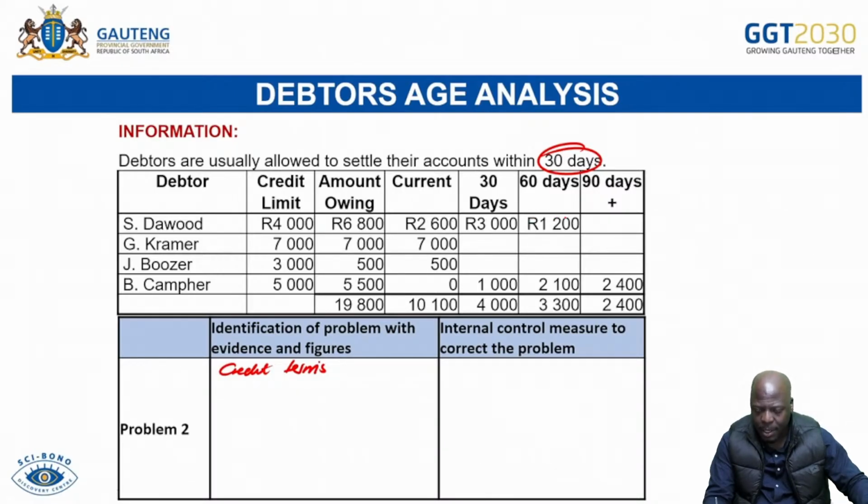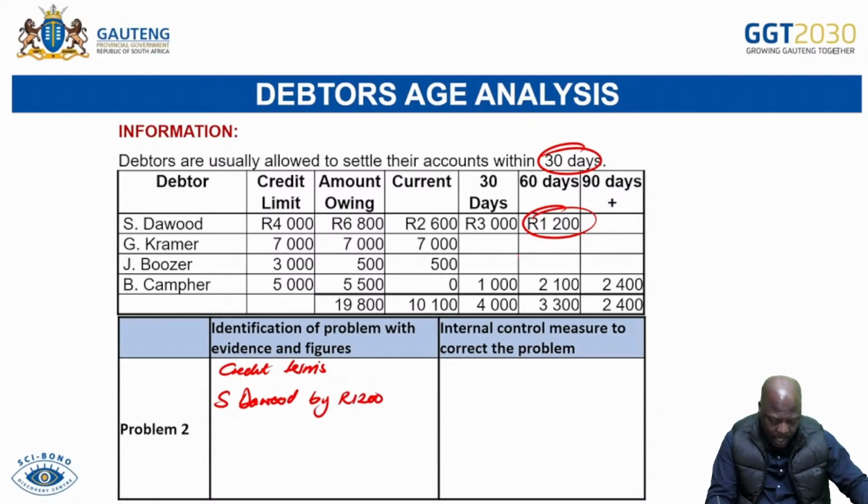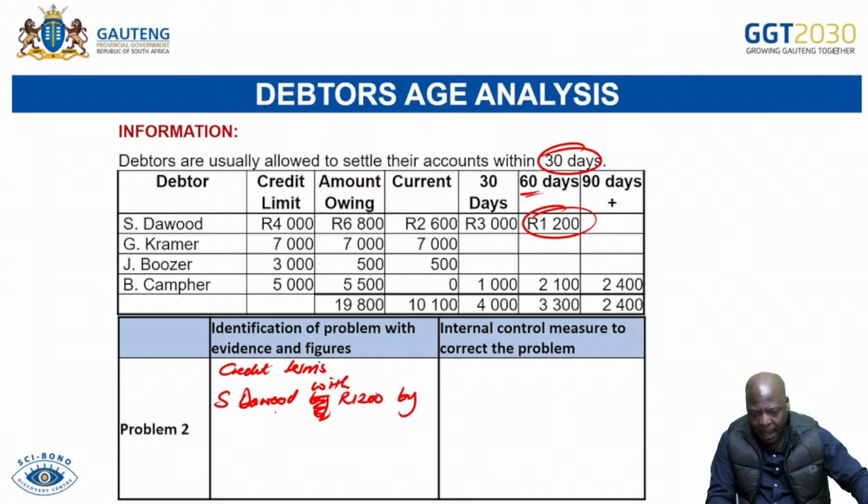As you can see here, here is number 1. That is Esther Wood. So Esther Wood here has exceeded the credit terms of 30 days. 1,200 here, exceeded with 1,200. So this has exceeded the 30 days by what? Because it's in the 60 days, by 30 days. So he's exceeded the credit terms by 30 days.